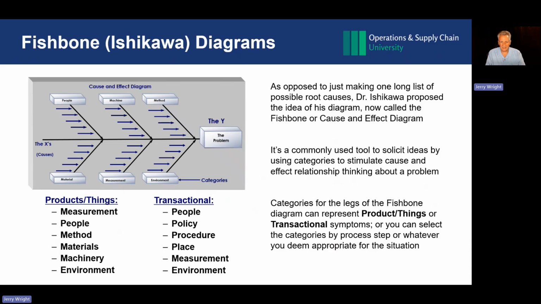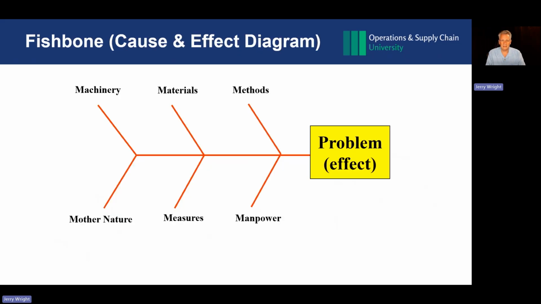Now, categories for the legs can vary. They could be products or things you can see on the lower left. So measurement, people, method, materials, machinery, and environment, or they could be transactional, which are more administrative type of things: office processes, people, policy, procedure, place, measurement, and environment. Now you can make the legs whatever you want. The categories can be whatever choice. However, the most common is what you see here.